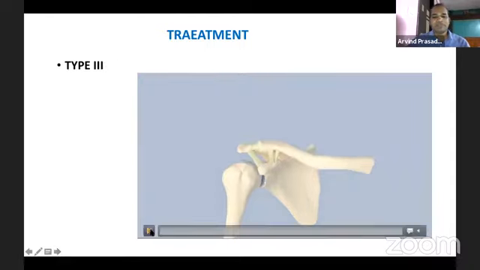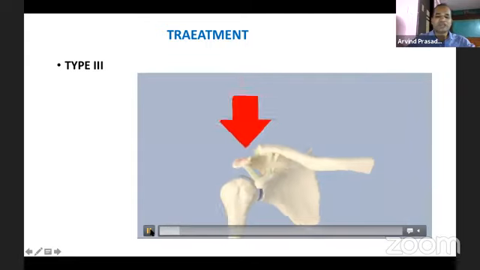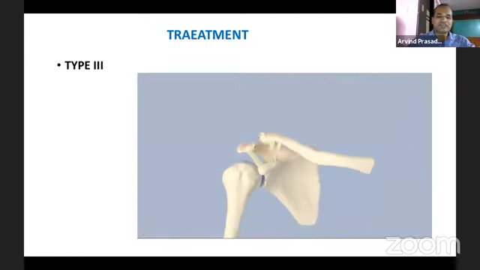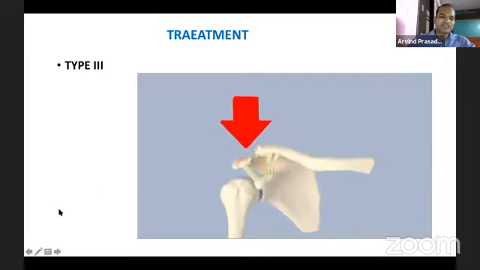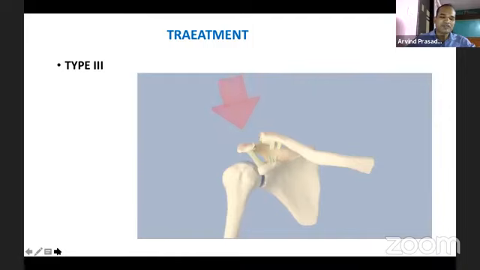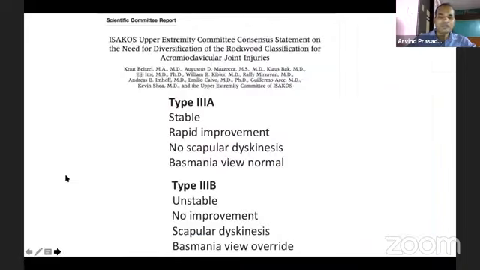In type 3, again, there is complete rupture of the AC as well as the CC ligament. So usually type 3 injury patients get treated with conservative management for usually 3 to 6 weeks, and some patients get treated surgically. So this has been an area of controversy for a very long time.